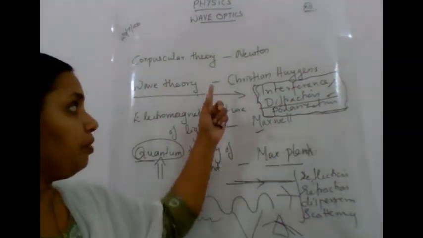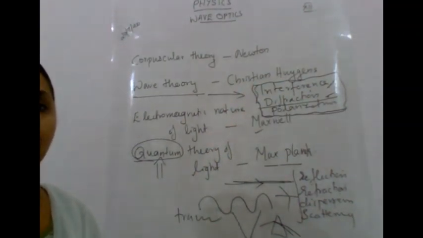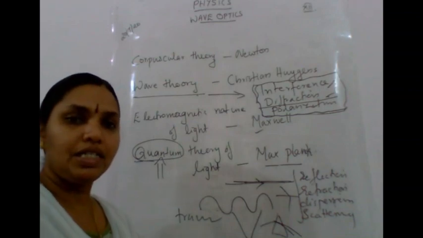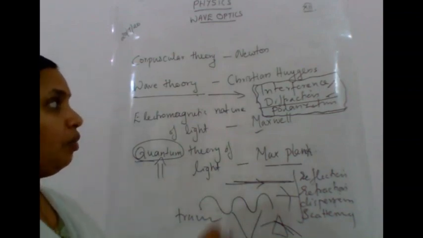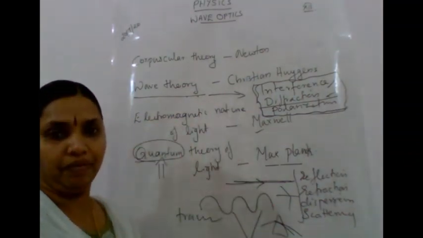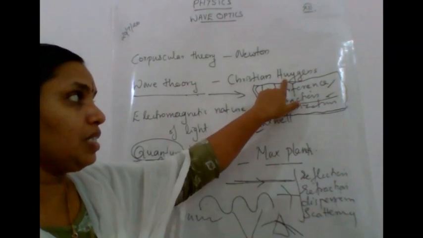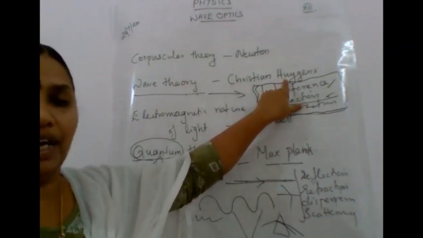Okay, and who put forward this? It is by Christian Huygens. Wave theory by Christian Huygens. So in this chapter, we will study what is this wave, how light is propagating as a wave. Okay, what is a wave front, and what is this Huygens principle in this wave theory of light.